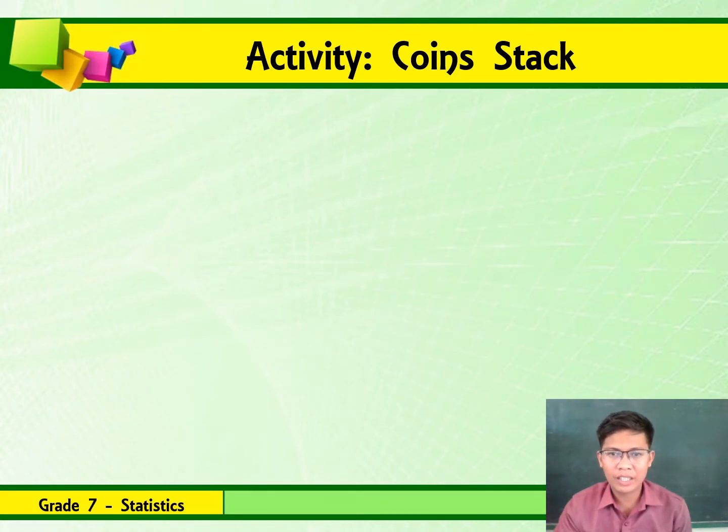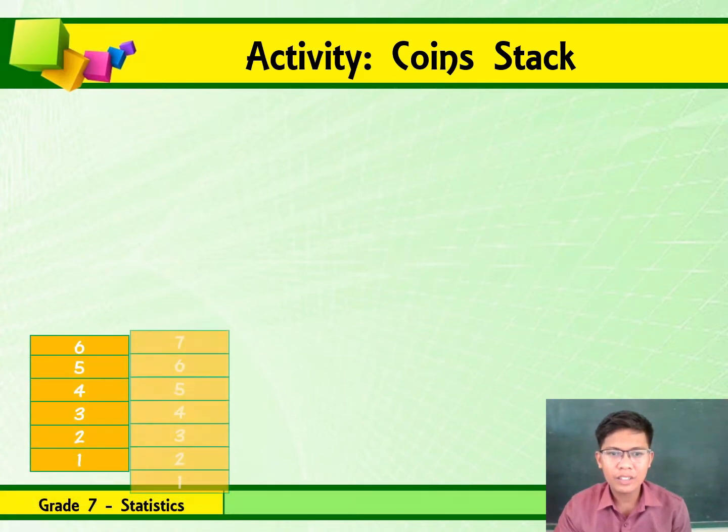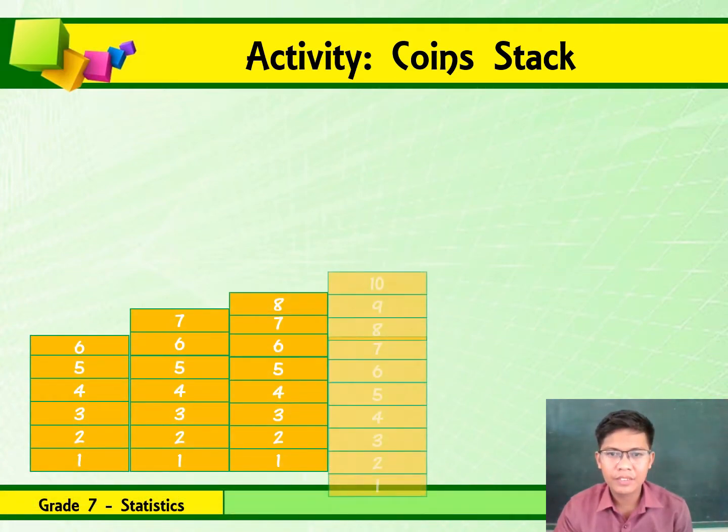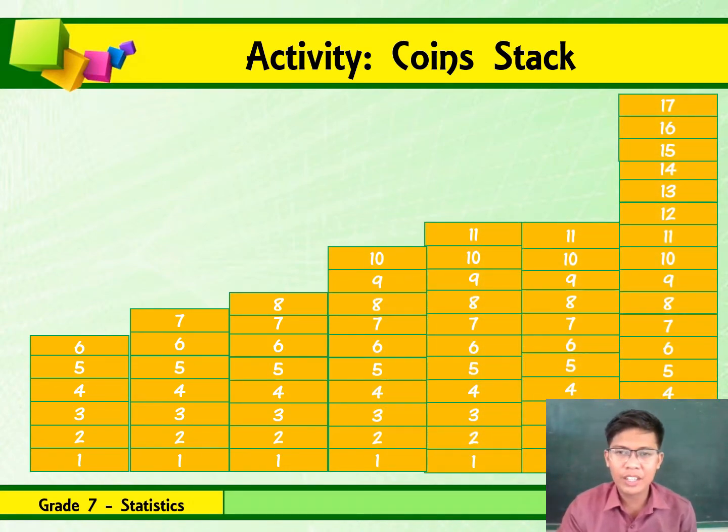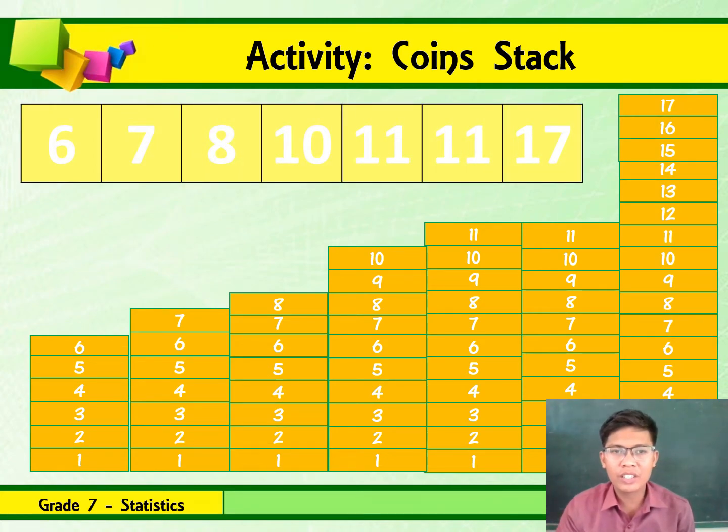The stacks will be like this: 6, 7, 8, 10, 11, 11, and 17. As you can see, if we arrange the stacks of coins from least to greatest, we will have 6, 7, 8, 10, 11, 11, and 17. Once we're done arranging the stacks of coins, we can now answer the different processing questions involved in our activity. Let's try those.